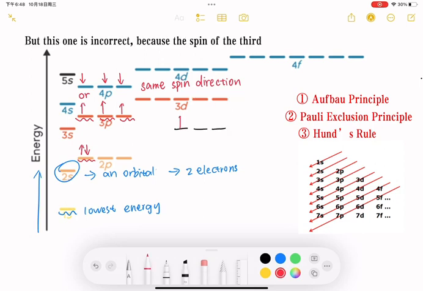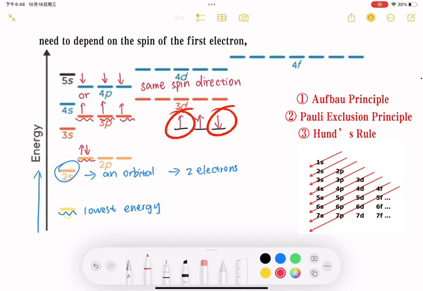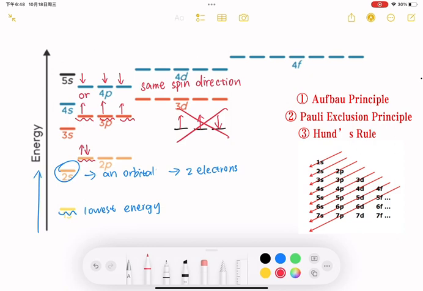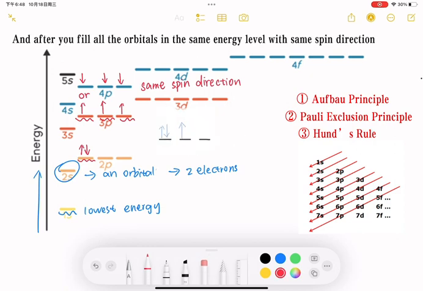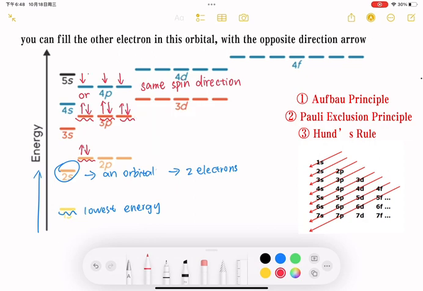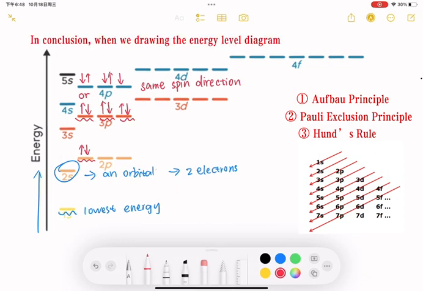But this one is incorrect because the spin of the third electron needs to depend on the spin of the first electron. And after you fill all the orbitals in the same energy level with the same spin direction, you can fill the other electron in each orbital with the opposite direction arrow.